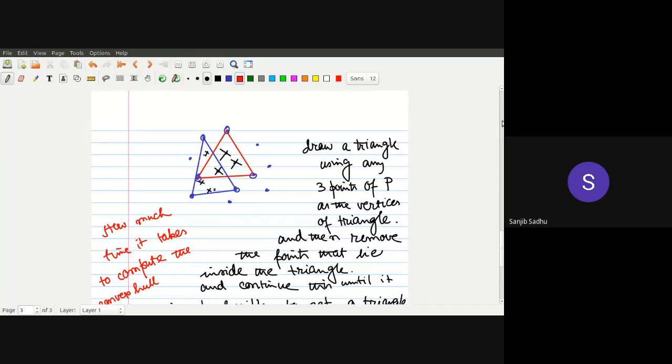Once you have computed a triangle, how many points do you have to check whether they lie inside or outside? How many points are left once you draw a triangle? N minus 3 in the worst case. Right, n minus 3, and each needs constant time. Now my question is, how many triangles are possible to draw using n points?